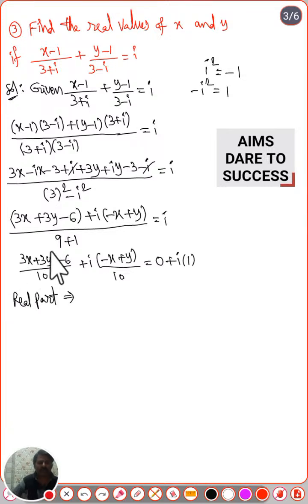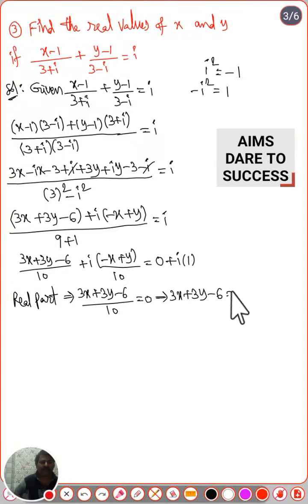Comparing the real part, we get (3x plus 3y minus 6) divided by 10 is equal to 0. Okay, real part is equal to 0. Cross multiply, we get 3x plus 3y minus 6 is equal to 0 into 10, which is 0. Okay, real part completed, my dears.